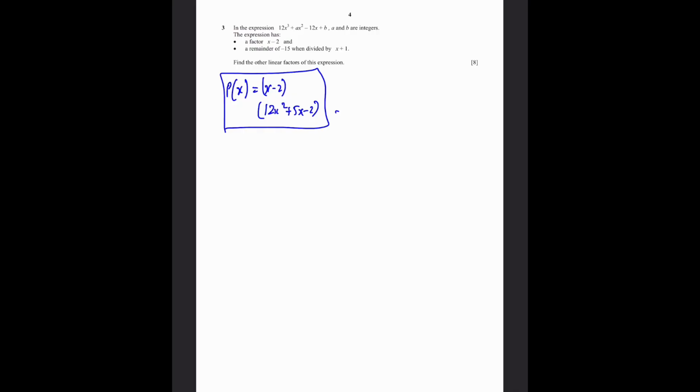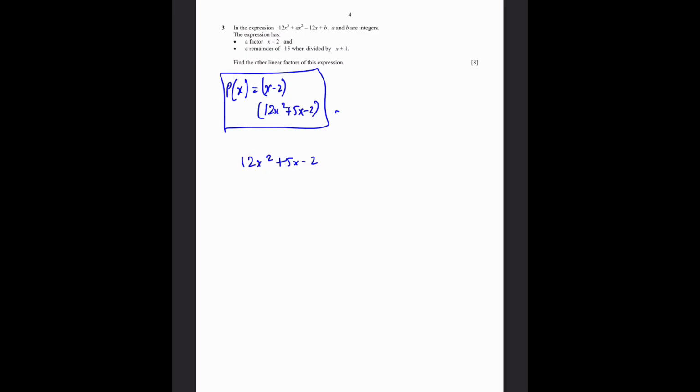And now we have to find the other linear factors of the expression according to the question. So we can't leave it like this. We have to find this in terms of two linear factors. This is a quadratic, and therefore, if we can find the factors of this, it would be great. That would be our answers. And of course, we can find the factors. So 12x squared plus 5x minus 2. How do we find the factors?